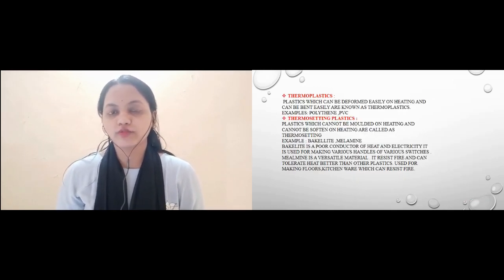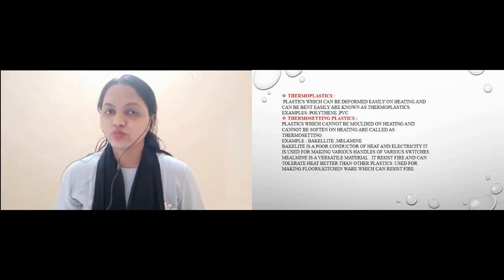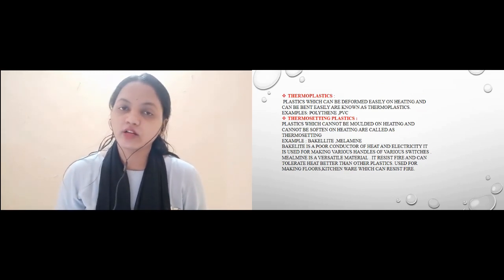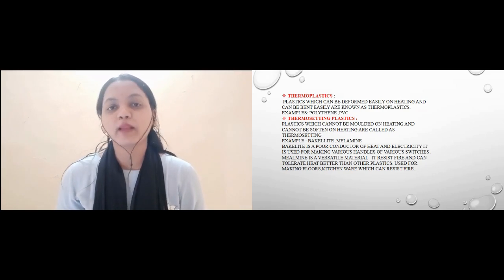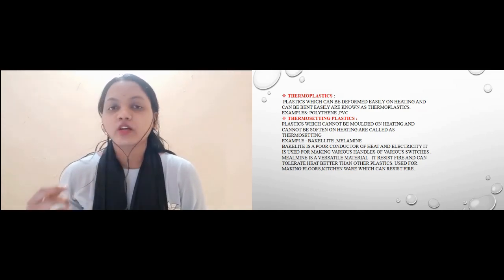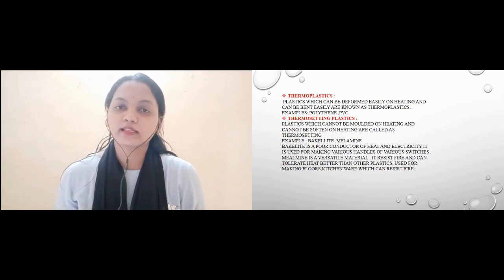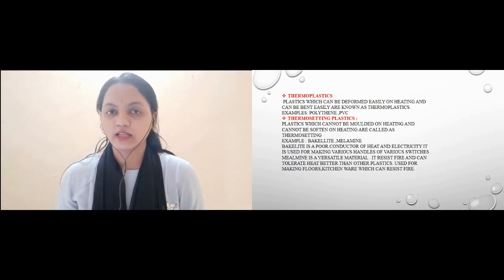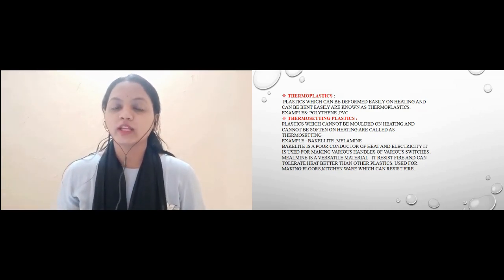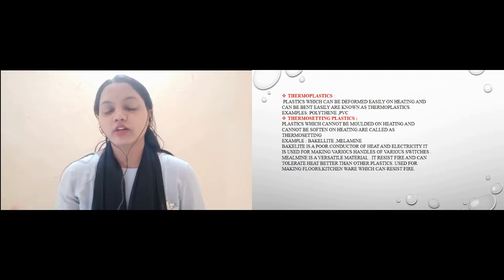based on the concept of classification of plastics. Now plastics are classified into two major categories. The first one is the thermoplastic and the second one is the thermosetting plastics. So what are these thermoplastics? Thermoplastics are those plastics which can be deformed easily when heating. When they are heated, they can be deformed, they can be melted and they can be converted into any object. Such plastics are called thermoplastics.